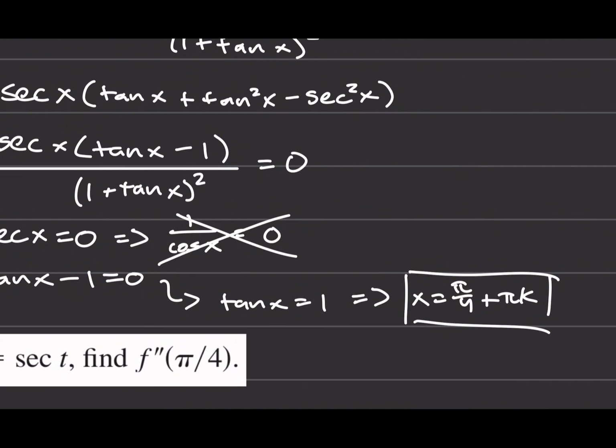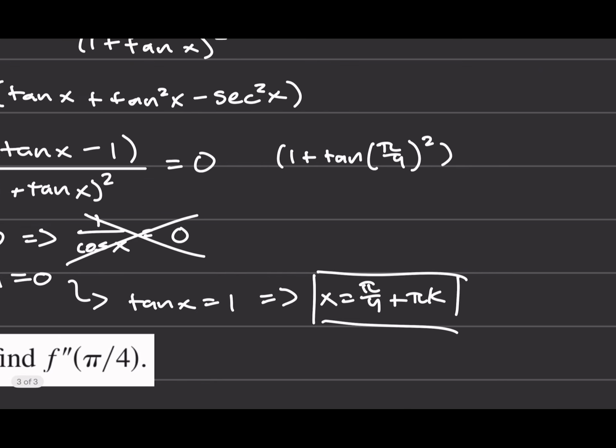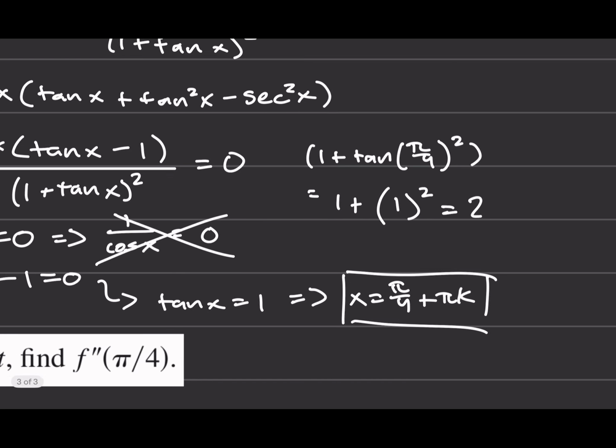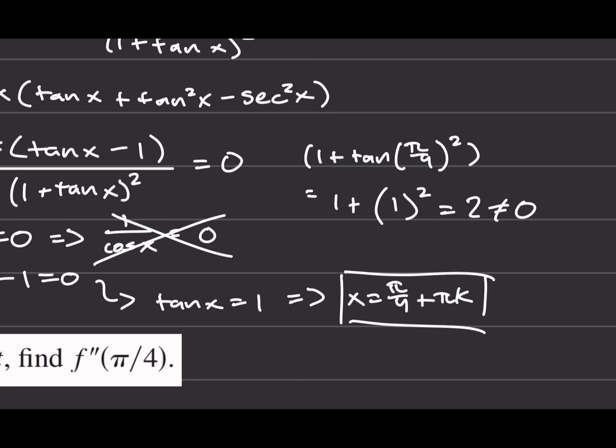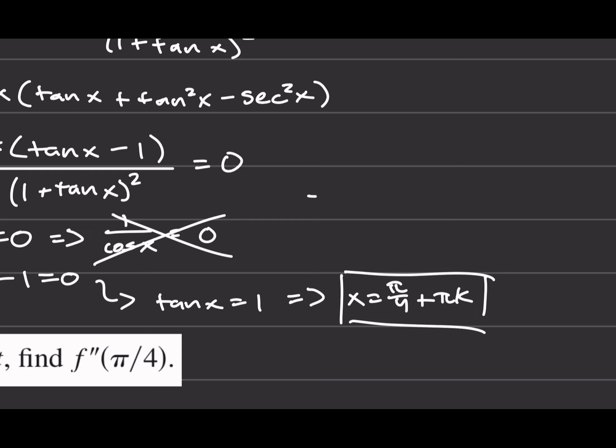So let's see if 1 plus tangent of, well, let's try one of these values. Pi over 4 is equal to 0. Right, this is equal to 1 plus, and then tangent of pi over 4 is 1 squared, which is just 2. So the denominator is not equal to 0, which means that this is a valid set of solutions right here. This is our solution set.